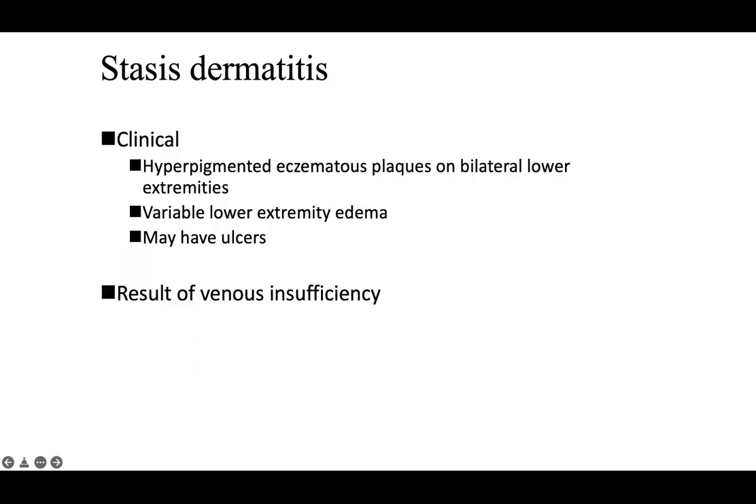Stasis dermatitis is biopsied often because patients are bothered by it. They're very itchy. Clinically, what these patients have are hyperpigmented eczematous plaques on bilateral lower extremities with variable lower extremity edema. They may also have ulcers. And this is really the result of venous insufficiency. So some people call it stasis, venous stasis, but you don't have true stasis. That means a lack of blood flow. What you do have, though, is insufficient venous flow.